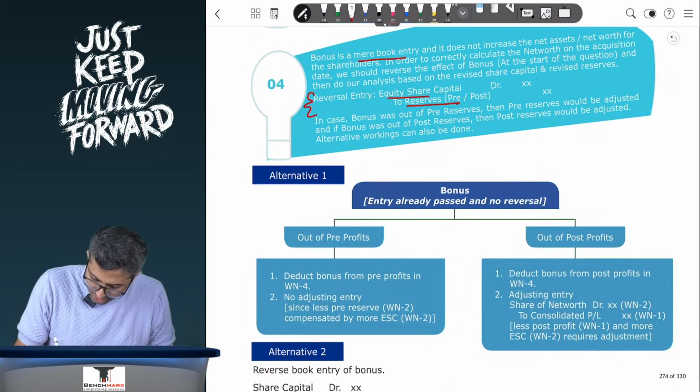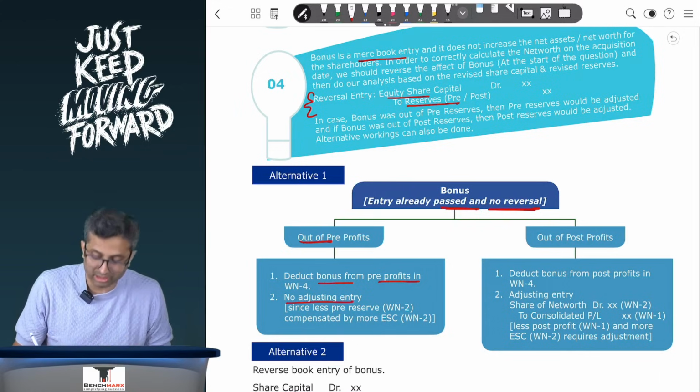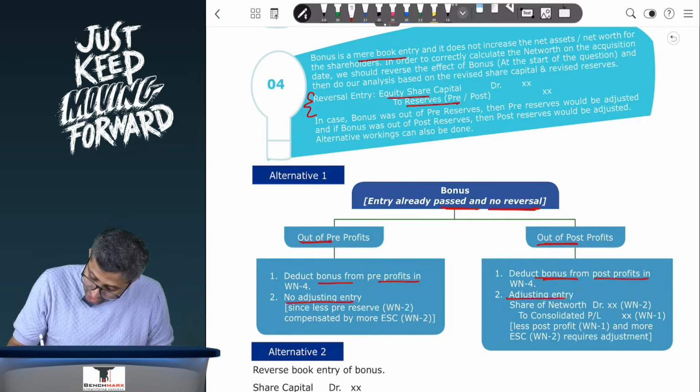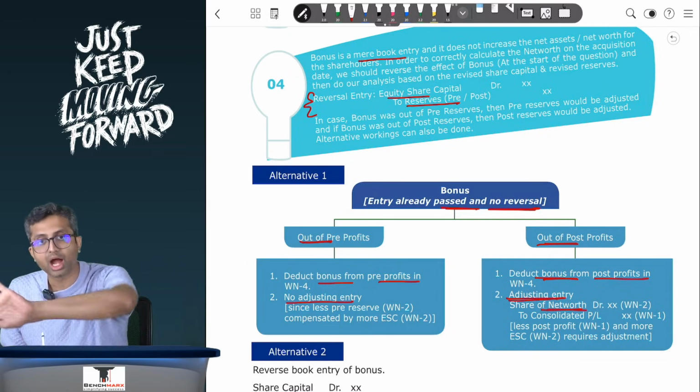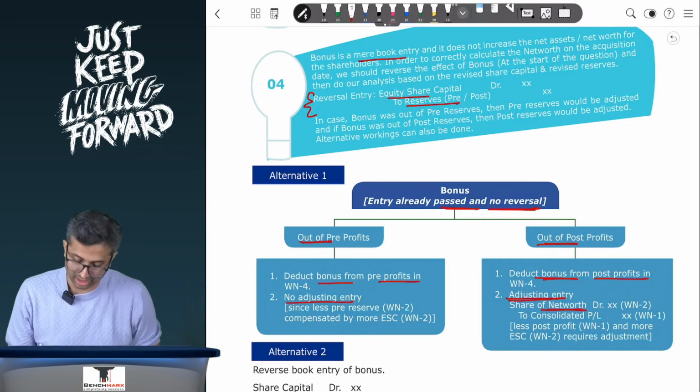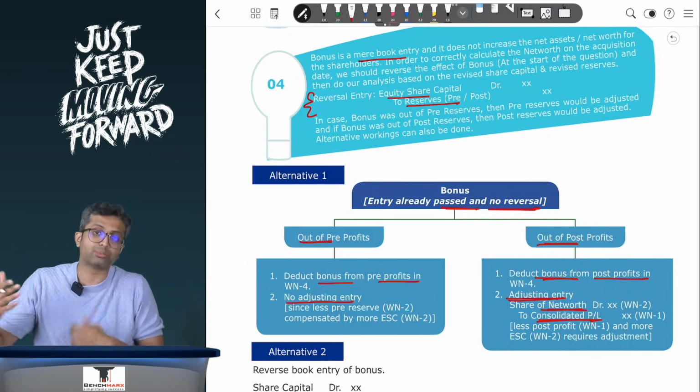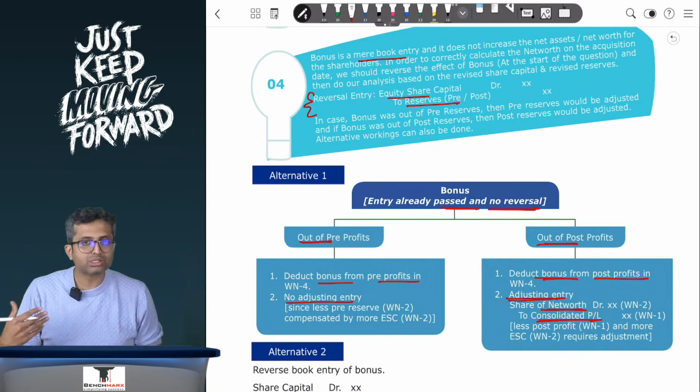Alternative 1: if the bonus entry is already passed and no reversal is to be done, then if bonus is out of pre-profits, deduct bonus in the usual manner from pre-profits and then no adjusting entry is needed. If bonus is out of post-profits, then deduct bonus from the post-profits and then an adjusting entry is needed, where I will reduce my share in the net worth. Kyun? Because equity share capital was higher. I now have to reduce that and credit the consolidated P&L because the post-acquisition reserves have been lower. Bonus is just an appropriation, it is not an expense.